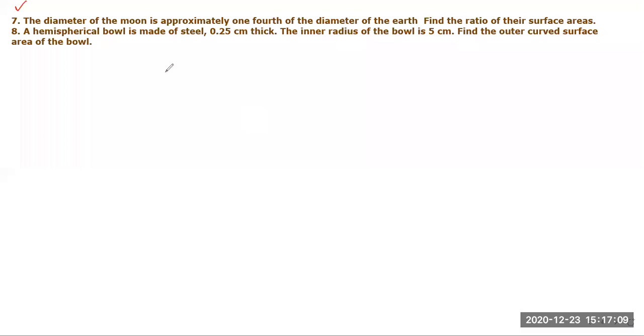A hemispherical bowl is made up of steel, 0.25 centimeter thick. See, the thickness is there. And I told you thickness is equal to Ro minus Ri. So the inner radius of the bowl, Ri, is 5. So thickness 0.25 is equal to Ro minus 5. We need to find the outer curved surface area. From this formula, I will get Ro. Ro will be 5.25 centimeter.